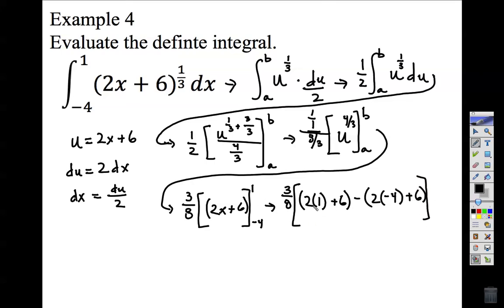I put in the 1 here minus the smaller limit right here, substituting for x. When I do this in the calculator, that is going to approximate to 5.055. Again, this is telling me what is the area underneath the curve of 2x plus 6 all raised to the 1/3, starting at -4 and ending at 1.